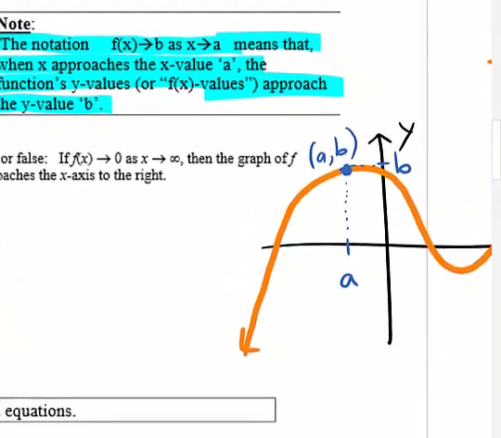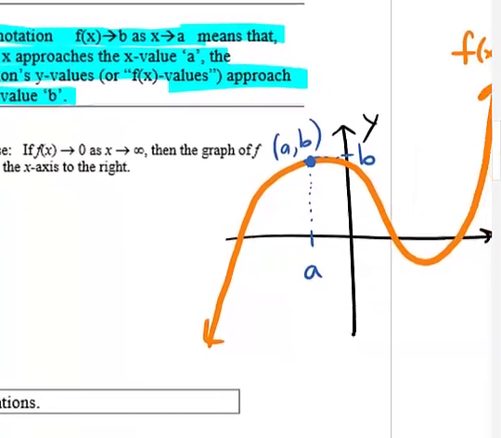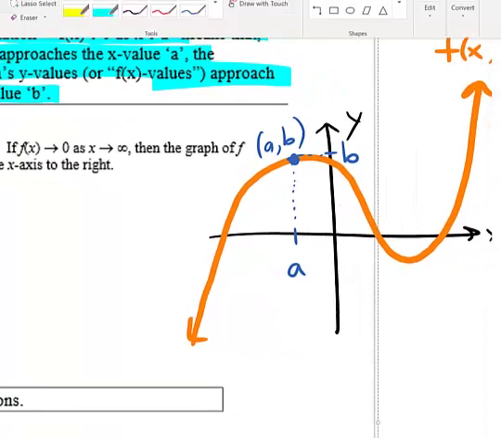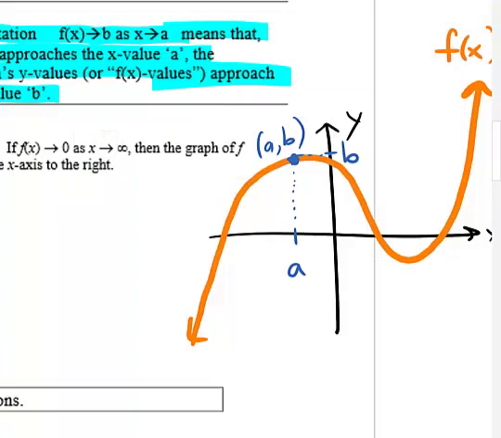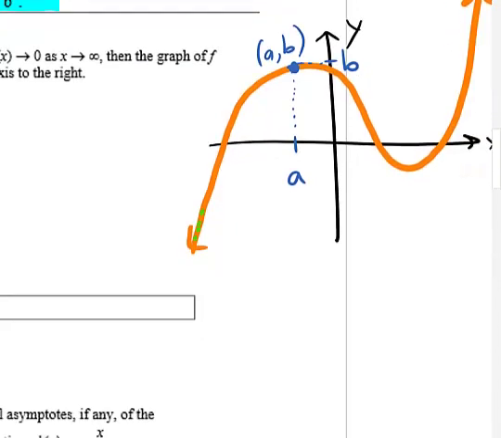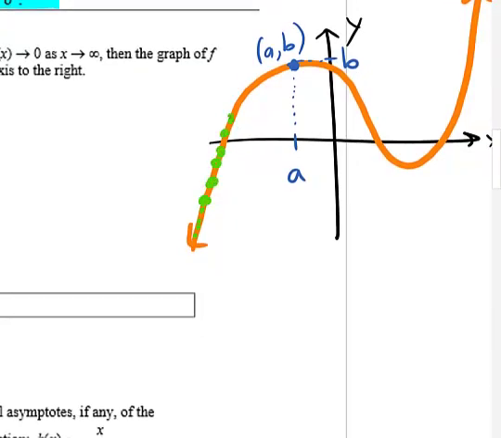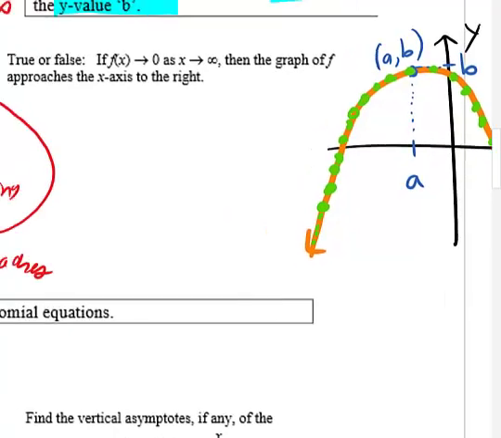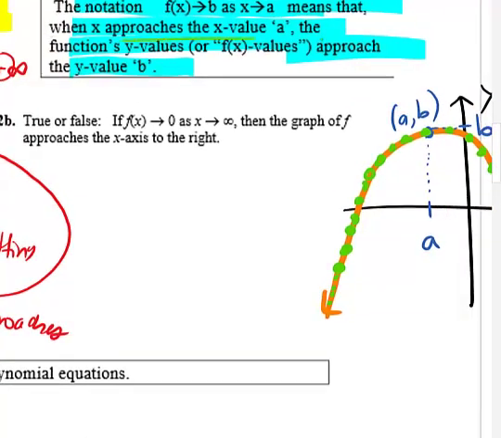So that's the basic setup, but they're saying the notation f of x goes to b as x goes to a means that when x approaches the x value a, let's say, I'm going to use a different color, imagine me trying to walk along this function. I'm going from the left side, see these little green dots on the bottom of the function. I'm approaching a. I'm trying to get closer to a. So what y value am I going towards? I'm going towards b. The b is the y value. Same thing if I was coming from the right. I'm trying to go towards an x value of a, but I'm unintentionally going to a y value of b. That's what they're saying here. When x approaches the x value of a, the function's y values approach the value of b.